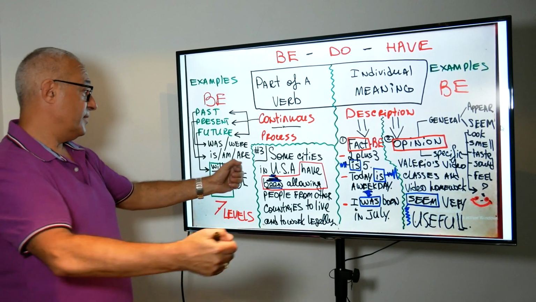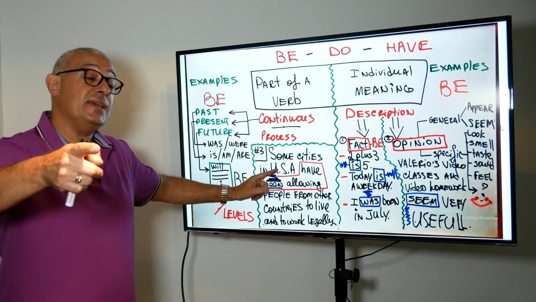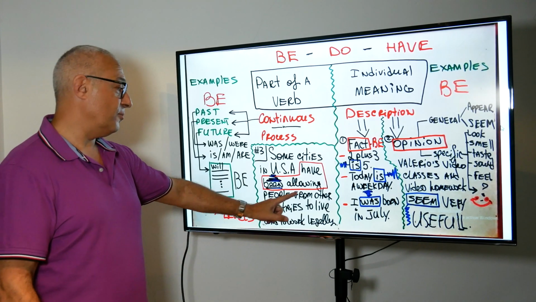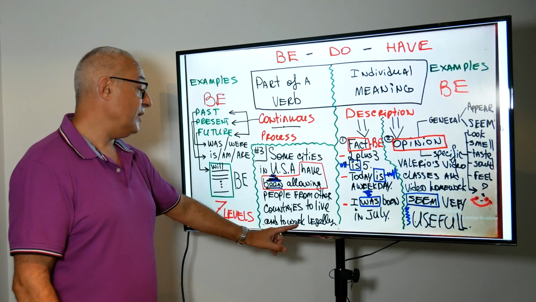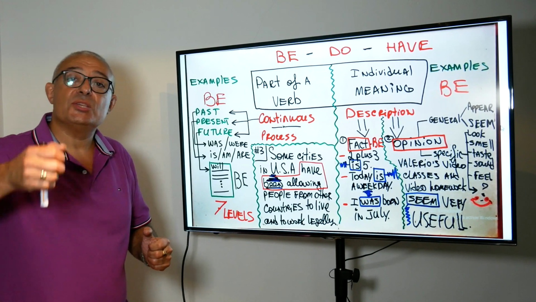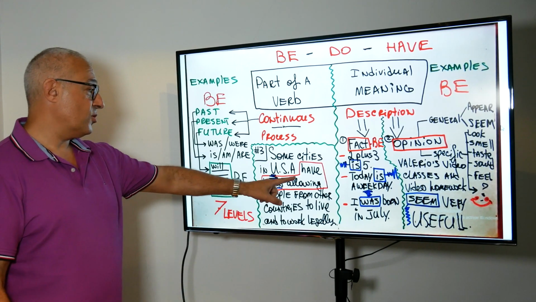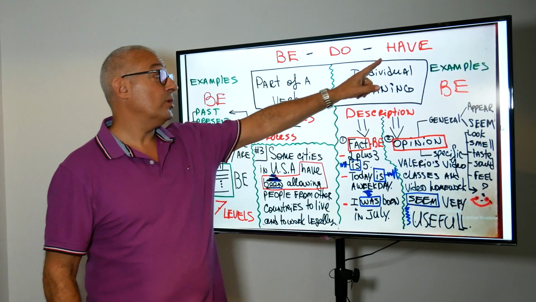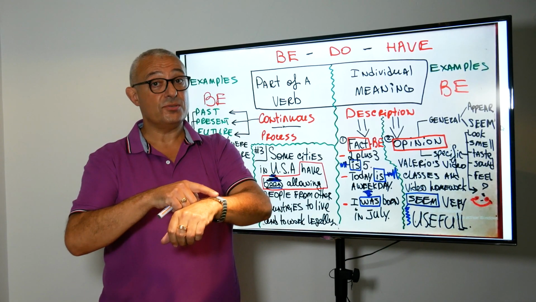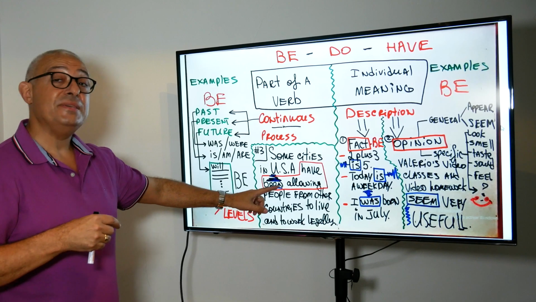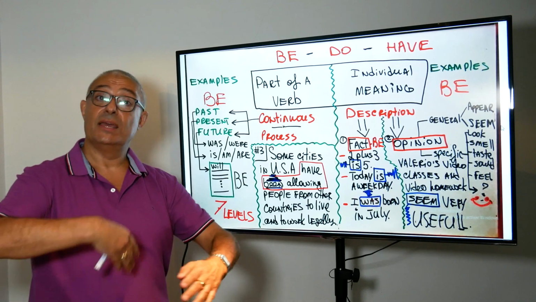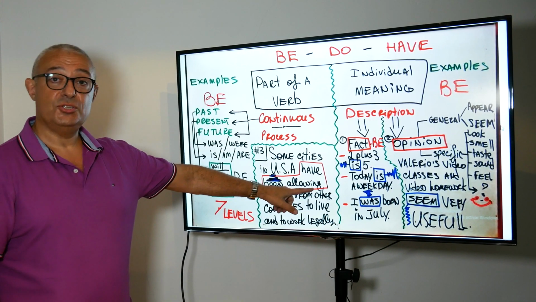In the third case, some cities in the United States have been allowing people from other countries to live and work legally. This is a very interesting case because it has 2 things. Well, it has the verb have that we spoke about before, that tells you that until now, which is your time reference. Then you have the verb be in the past perfect, which tells me there is a process coming. And then you have the ing.